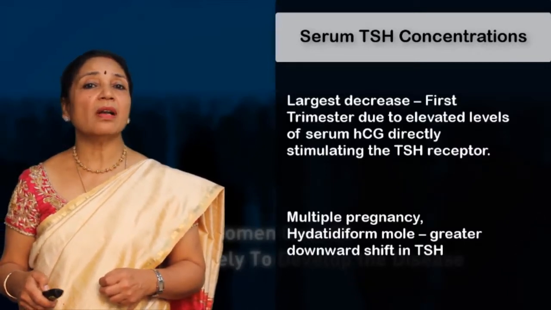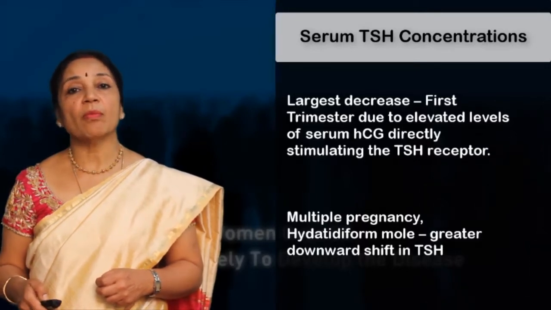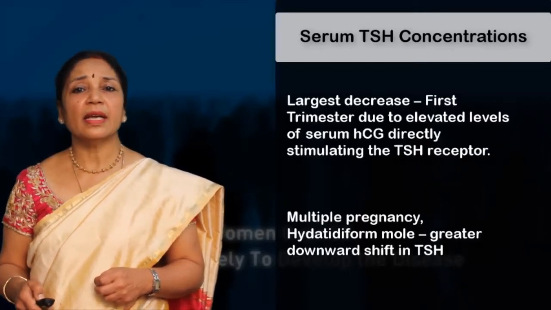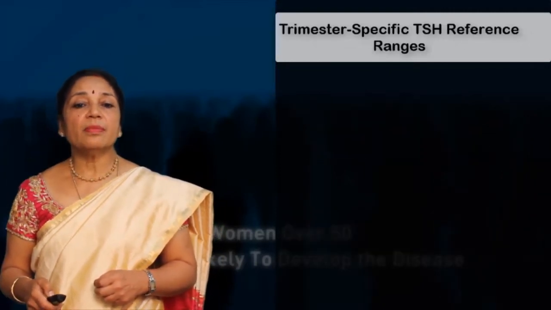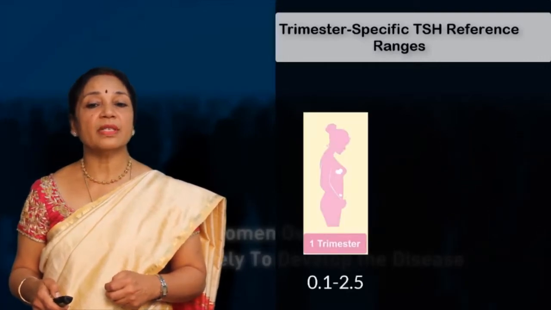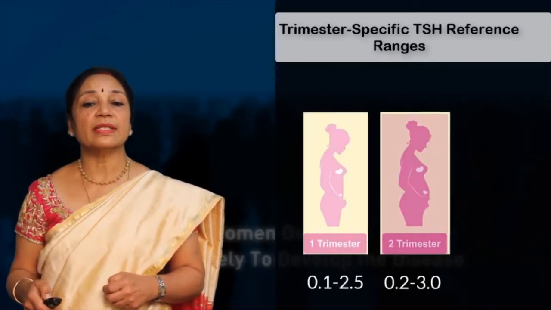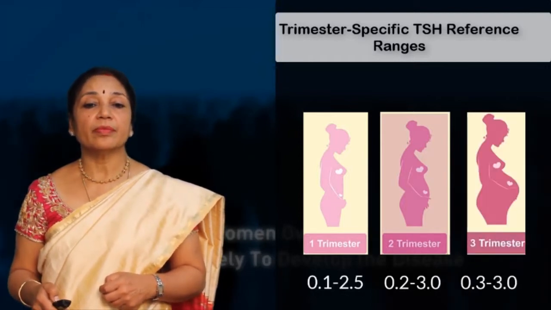There are situations where the TSH can drop even lower, and this can happen when there is increased HCG secretion, which is typical of a multiple pregnancy or a hydatidiform mole. Now the trimester-specific TSH ranges that we have as of now are, for the first trimester 0.1 to 2.5, for the second 0.2 to 3, and for the third 0.3 to 3.